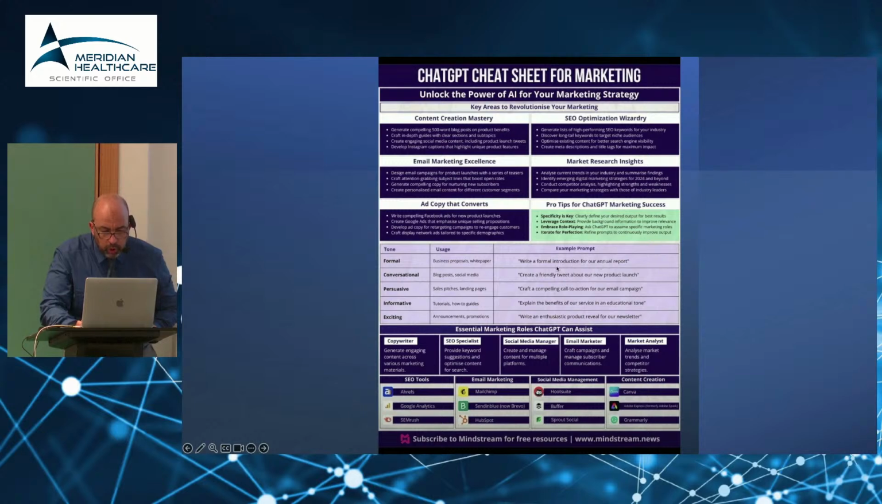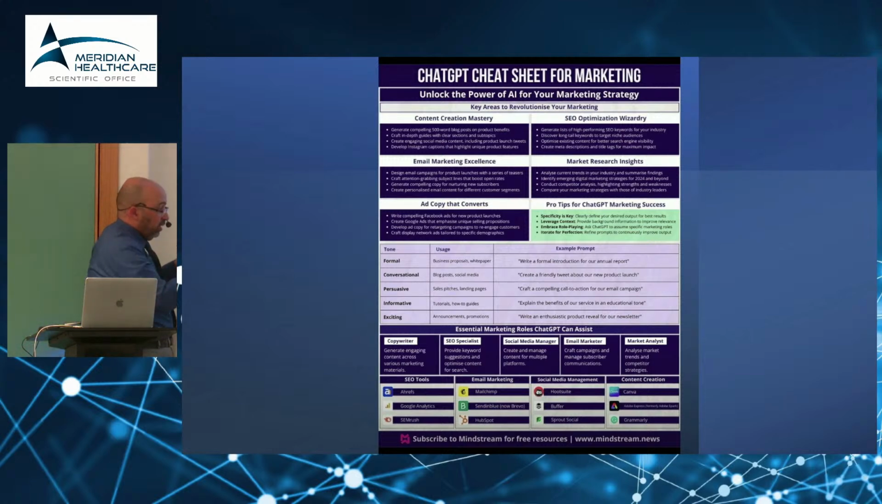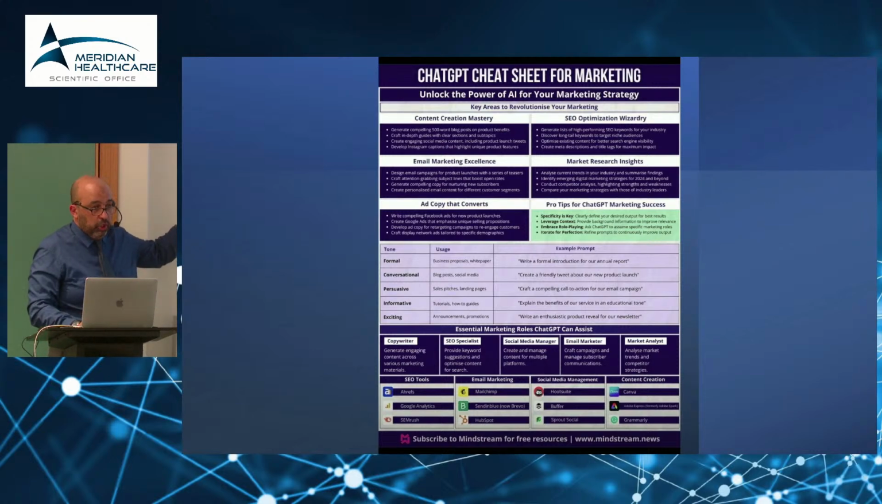Write a formal introduction for our annual report. Here, conversational, blog post, social media: create a friendly tweet about our new product launch. So in this center, you can use it for marketing, for radiology, either for the ICR or here for the workshop. So in an easy way, and as you see here, it is already a written prompt in high quality, so you can use this. And there are many cheat sheets like this for different specialties, different professions.